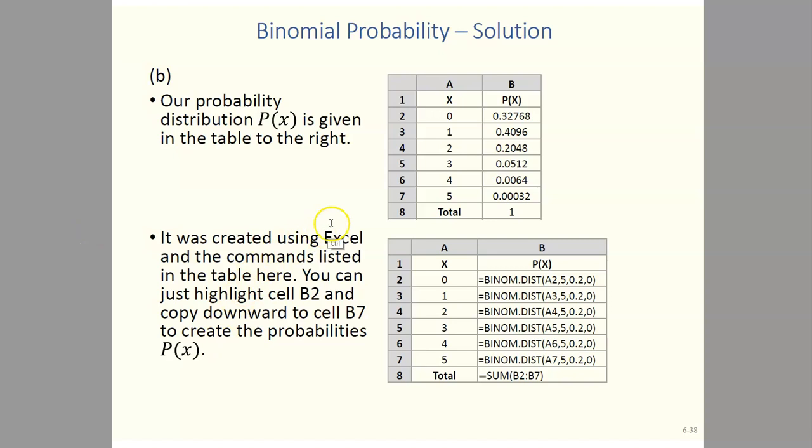So here's the table that we're going to create. This is our probability distribution right here. And the way we can create this with Excel is by using these formulas that we have right here. So let me show you how to create this in Excel. So let's pull up Excel here.